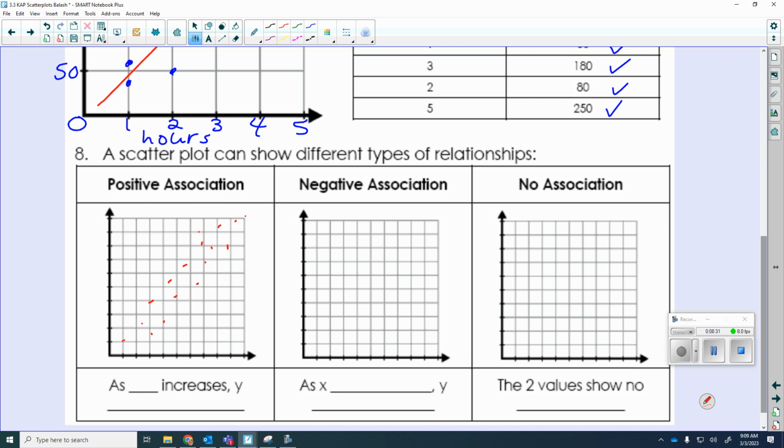Something like that. As X increases, what would you say? Y increases. So that would be a positive association. Do you think that's going to be easy for you to remember? Yes, because it looks like it has a positive slope, and we're really good at slope now, okay? So then what do we think a negative association is going to look like?